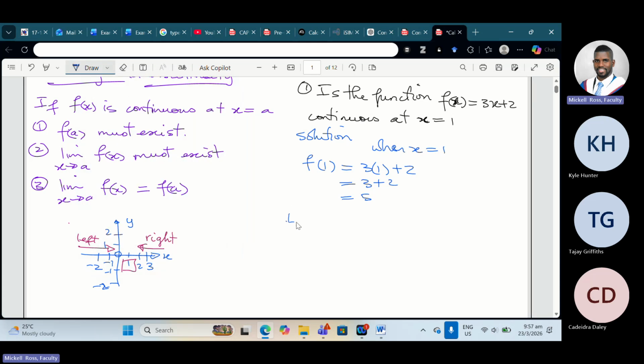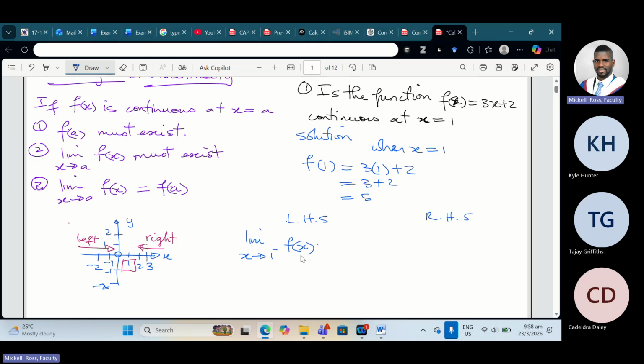from the left hand side and from the right hand side. So it is the limit as x approaches 1, and we put a minus at the top. The minus is telling us that we're coming in from the left hand side. So it is as it comes in from the left hand side of f of x.